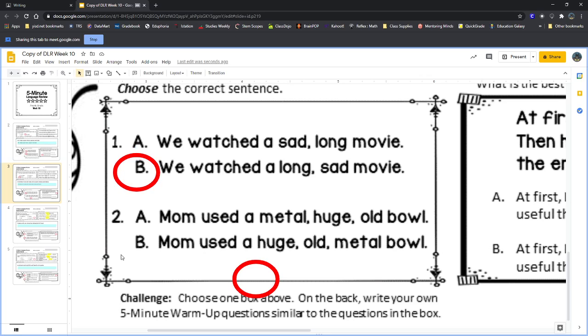Number 2. Mom used a metal huge old bowl, or mom used a huge old metal bowl. So this one's kind of tricky. It's got 3. Christopher, what do you think? Is it A or is it B? What would you say, Christopher? B. Very good. Mom used a huge old metal bowl. We talk about the size, about the age, and then about the material.